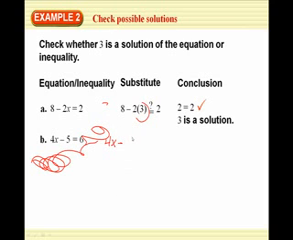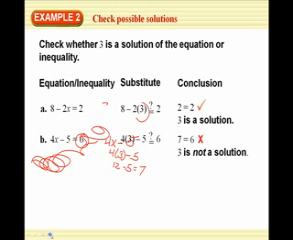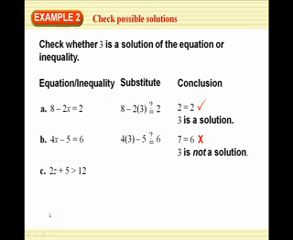4x minus 5. 4 times 3 minus 5. 12 minus 5 is 7. And it says here it was 6. So it is not a solution. Let's look at that and see. Nope, that one worked. Get rid of all those scribbles.